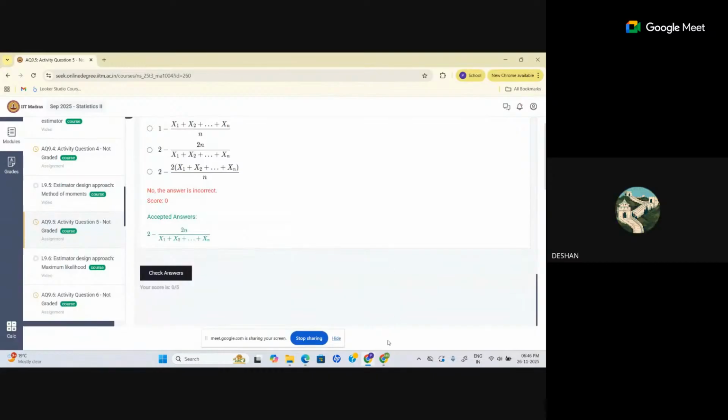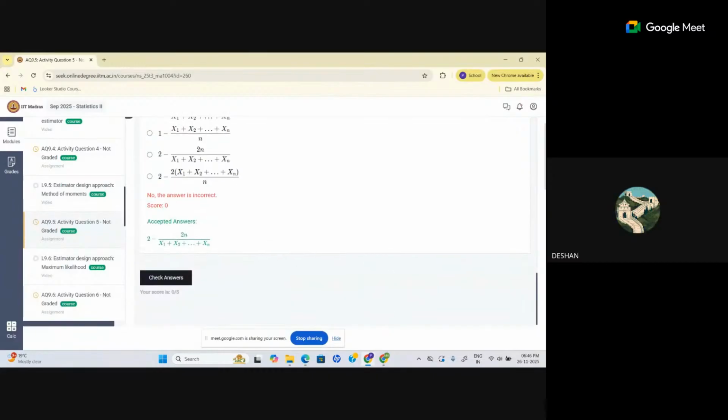Ma'am, the maximum likelihood deals with differentiation, right? And logarithm. Yes, in maximum likelihood you have to do those things. You have to find the likelihood function, and for maximizing the likelihood function, we differentiate it. We take the log first, which makes our calculation easy. Then we differentiate it and make it equal to 0. From there, you have to find the value of the estimator.